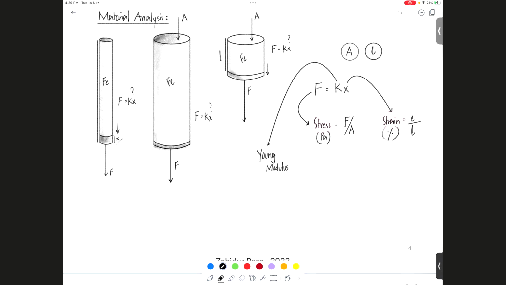The Young modulus is the improved version of spring constant. So now here is the thing. If I want to compare two springs, what do I normally compare? Spring constant, right? If I want to compare materials, what do I compare? Young modulus. And why is Young modulus far superior to a spring constant?